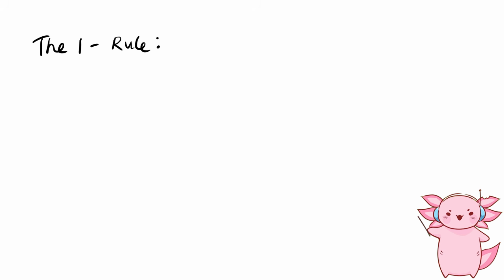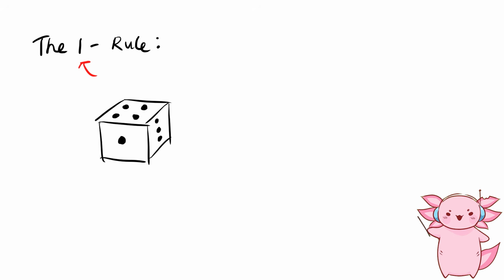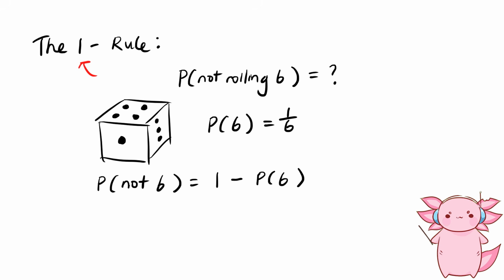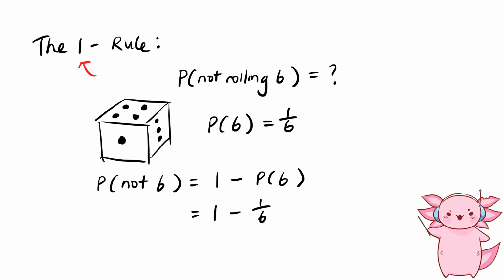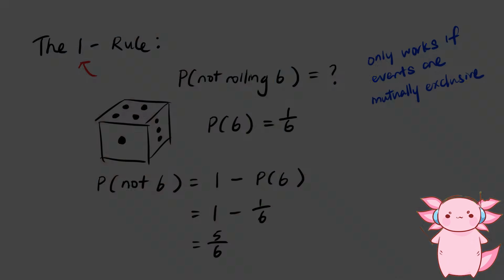There's also this other trick called the 1 minus something rule. So imagine if I have a 6-sided dice and I want to find the probability of not rolling a 6. So what I can do is I can find the probability of rolling a 6 first, which is 1 over 6. Now the probability of not rolling a 6 is just 1 minus 1 over 6, which is equals to 5 over 6. This can only work if all the events are mutually exclusive, because there's no way for you to roll like a 6 and a 5 together.